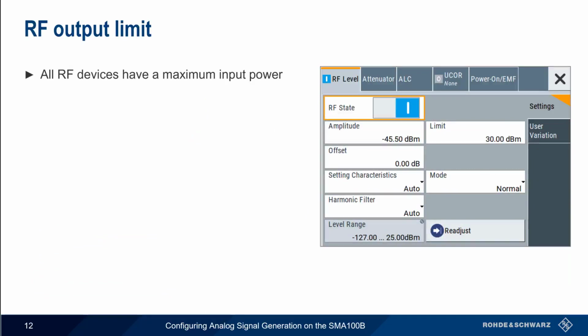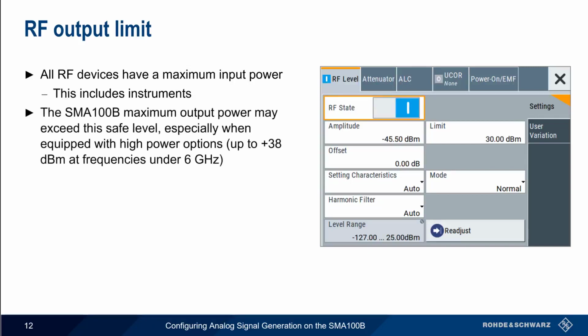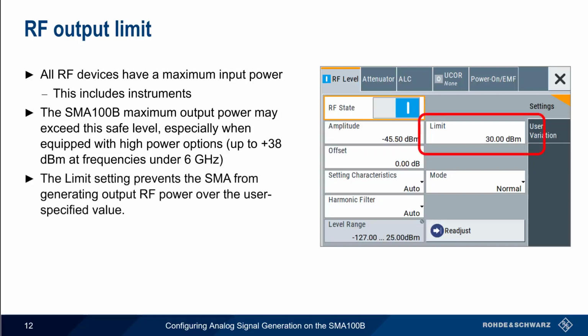It's fairly safe to say that all RF devices have a maximum input power level, above which distortion or actual physical damage can occur. This includes radio frequency test and measurement equipment, such as spectrum analyzers and power sensors as well. The output power of the SMA may exceed the safe input level for a device, especially when the SMA is configured with the high output power option. For example, a properly equipped SMA can go up to plus 38 dBm at frequencies under 6 GHz, and this substantially exceeds the safe input level of most spectrum analyzers and power sensors. Therefore, the SMA has a limit setting which can be used to prevent the output power from exceeding a user-defined value.